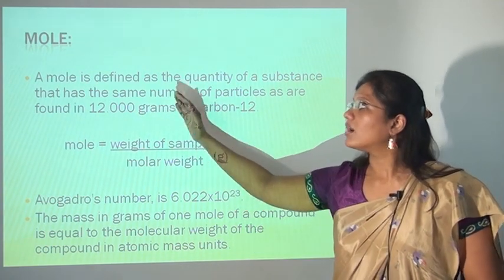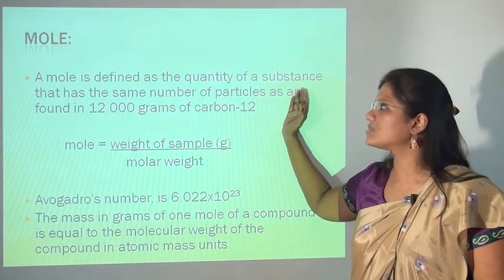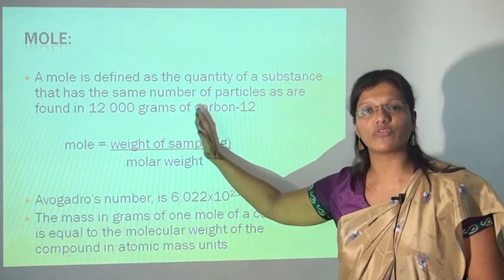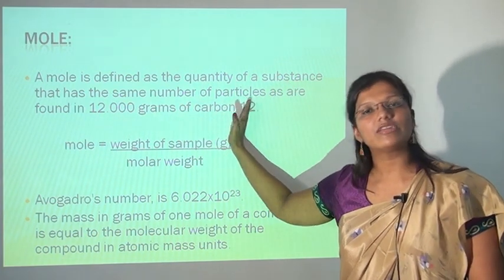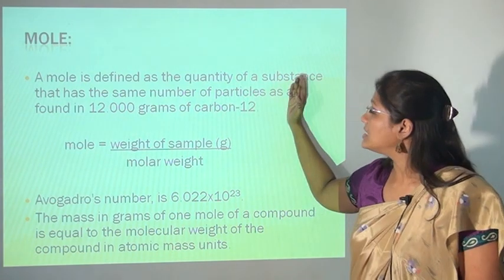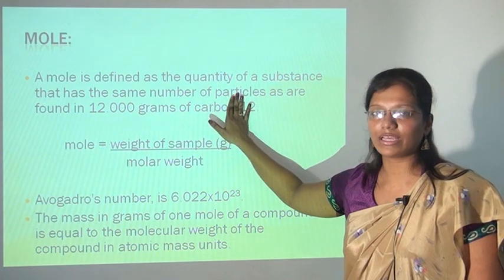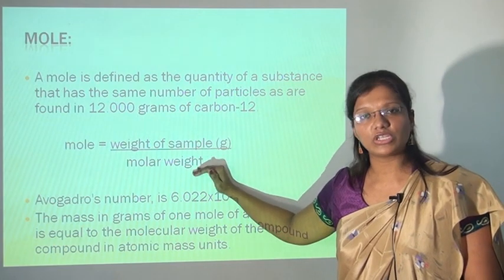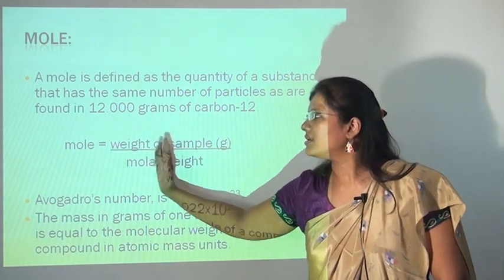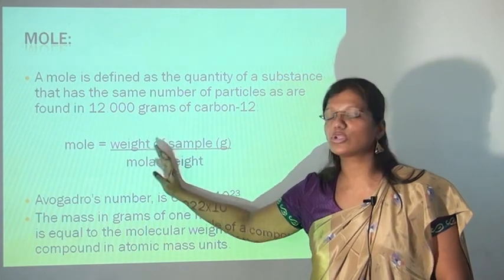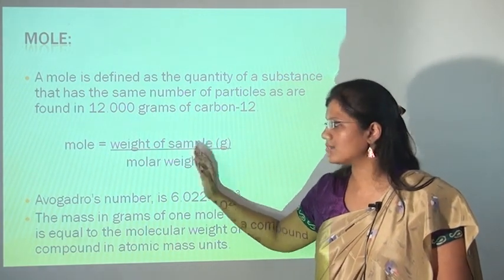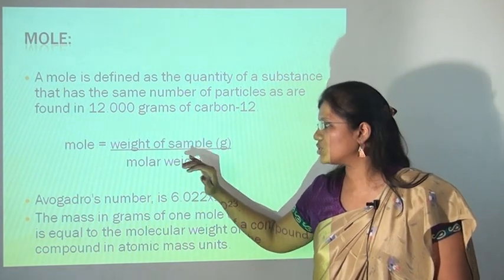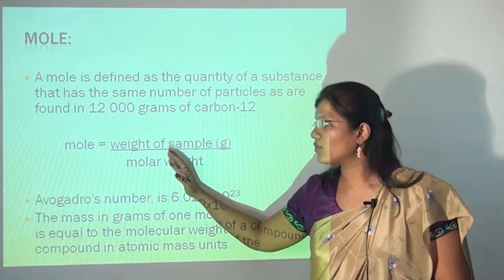So here, what is a mole? A mole is defined as the quantity of substance that has the same number of particles as is found in 12 grams of carbon-12. Mole can be determined by this formula: mole is equal to weight of a sample in grams divided by molar weight. Here the weight of a sample which you are going to dissolve in your solution is divided by its molecular weight and you are getting your mole.